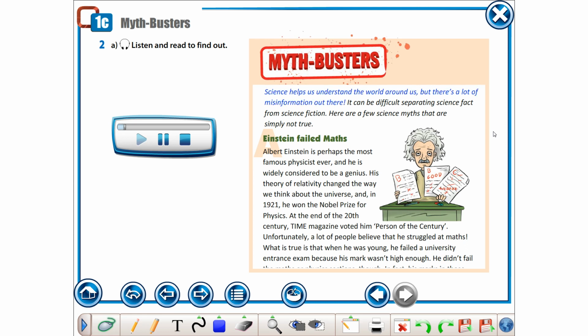Mythbusters. Science helps us understand the world around us, but there's a lot of misinformation out there. It can be difficult separating science fact from science fiction. Here are a few science myths that are simply not true.